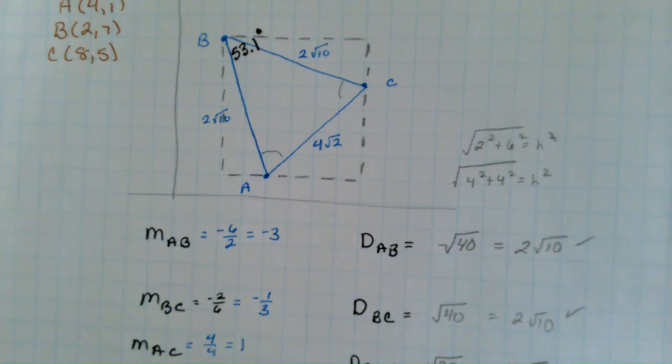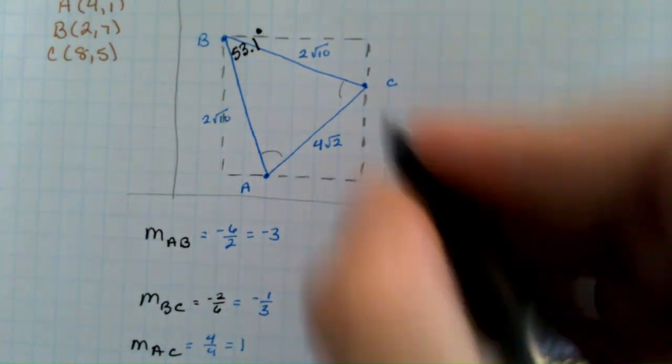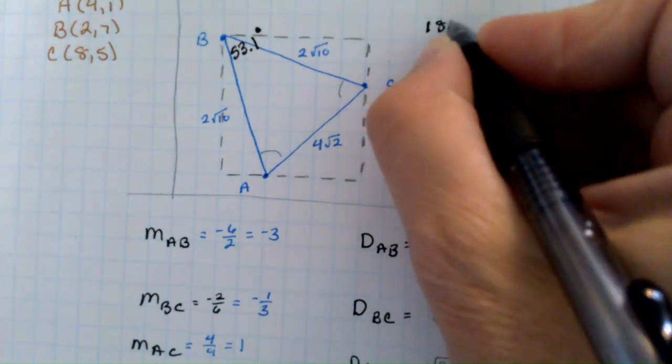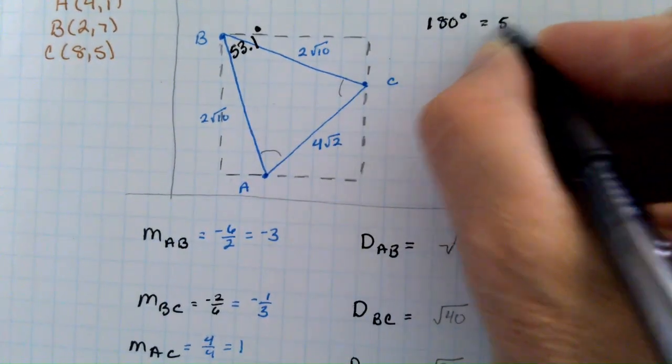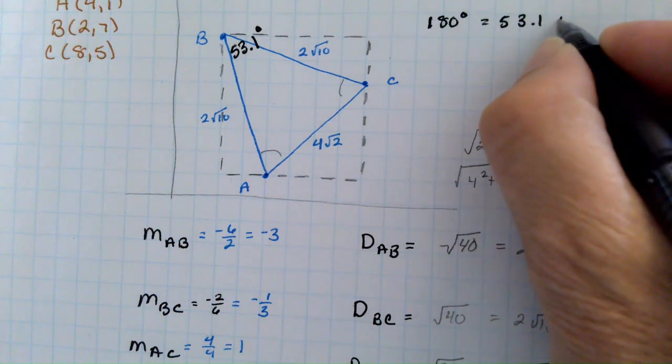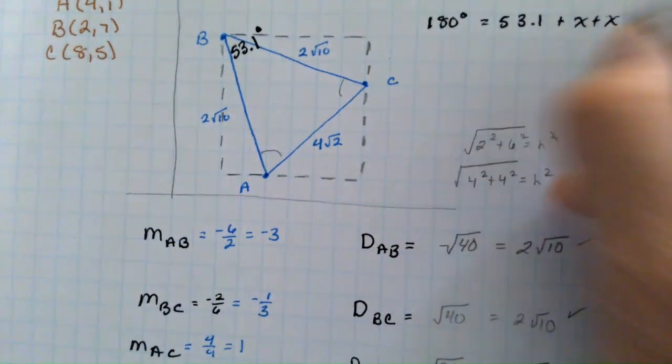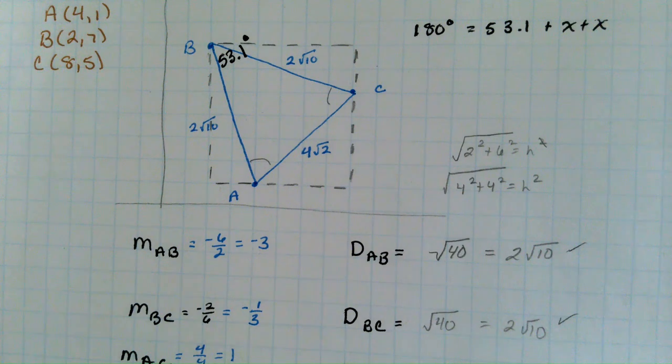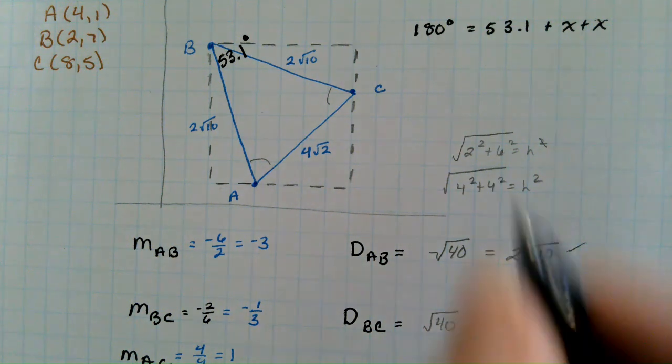So now let's find the other two angles. Now we know they have to be the same. So we know we have 180 is going to equal that 53.1 plus angle A plus angle C, but they're the same because we had two sides the same. So we don't need to use the law of sines to solve for one of these. We can just use our basic algebra.